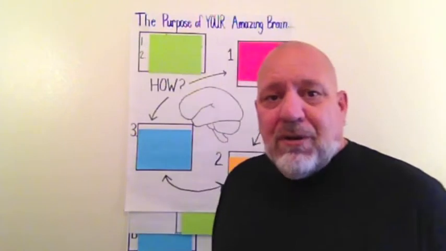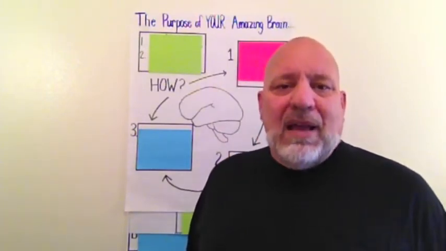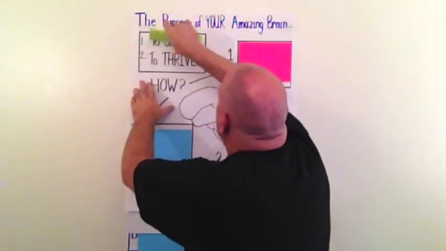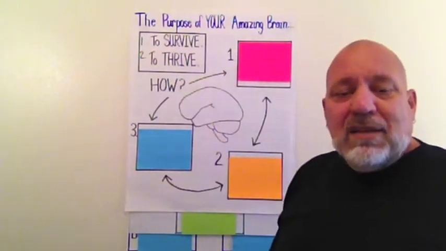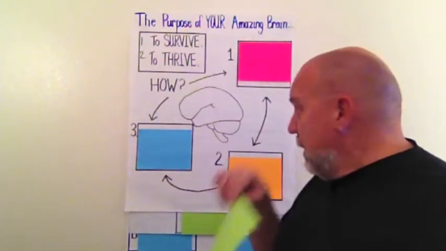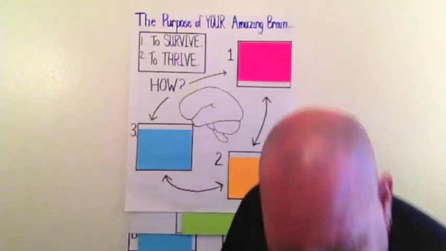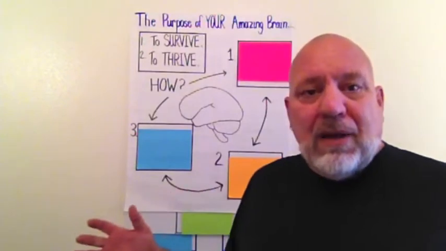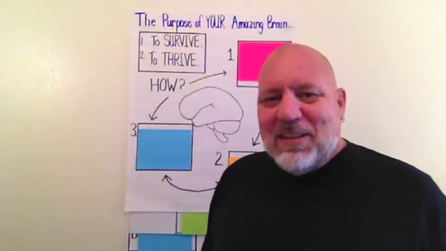Again, we're talking about your amazing brain, and the lesson today is that the brain basically has two main functions. Here we say the purpose of your amazing brain is number one, to survive, and number two, to thrive. Now, what exactly does that mean? How do we go about surviving and how do we go about thriving? And we'll get to that in just a second.